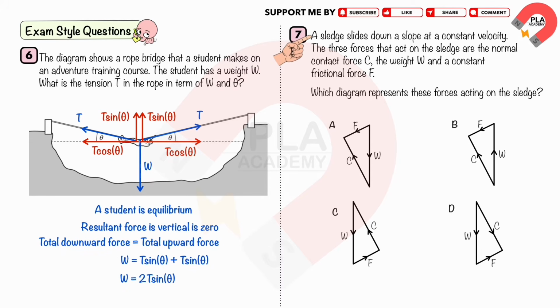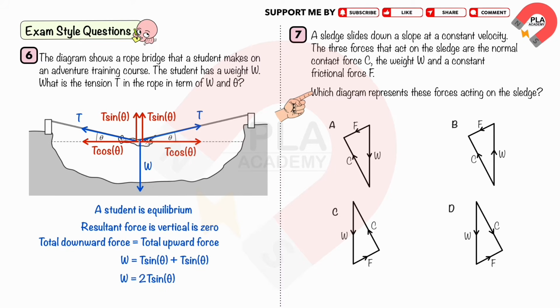Exam-style question 7. A sledge slides down a slope at a constant velocity. The three forces that act on the sledge are the normal contact force C, the weight W, and a constant frictional force F. Which diagram represents these forces acting on the sledge?